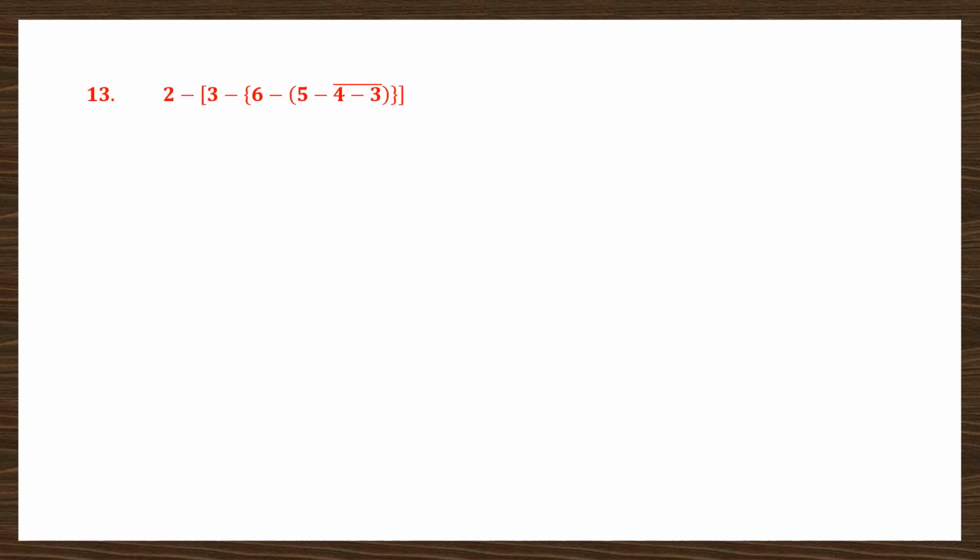Question 13. Again here let's look for the brackets: square brackets, curly brackets, parenthesis and bar bracket. Bar bracket has to be removed first. So what do we have here? 2 minus square bracket 3 minus curly bracket 6 minus parenthesis 5 minus. Now work out what's under the bar bracket. 4 minus 3 is 1. So bar brackets are removed. Put back all the other brackets.